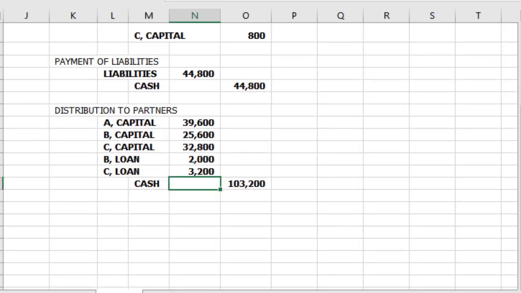So, finally, ito na yung entry natin sa distribution to partners. So, debit natin lahat yung remaining accounts, the capital and the loan, and then credit natin yung cash. So, this means na zero balance na lahat yung ating partnership accounts. Now, proceed na tayo sa ating next case.